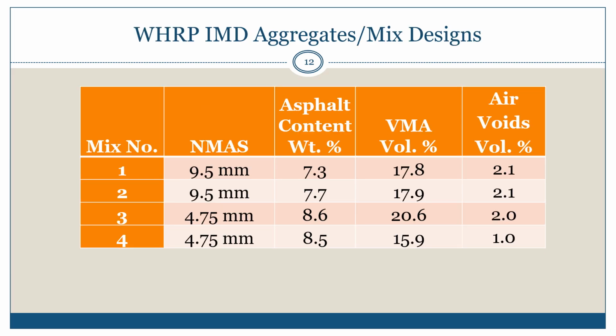These are the 4 aggregates that were used in the WHRP project. These were mixtures using a relatively small sized aggregate, 9.5 millimeter for 2 of the mixes, 4.75 for the other 2. Very high asphalt contents, very high VMA, and air voids at 2%, which is on the low side. Again, these were special purpose mixes intended to have extremely high fatigue resistance. These were designed to be placed mostly between Portland cement concrete pavement and an asphalt concrete overlay.